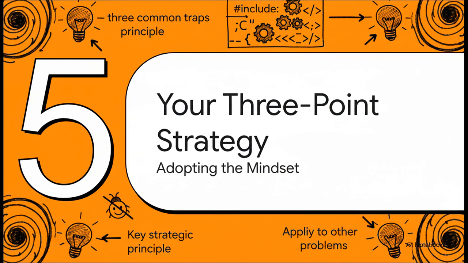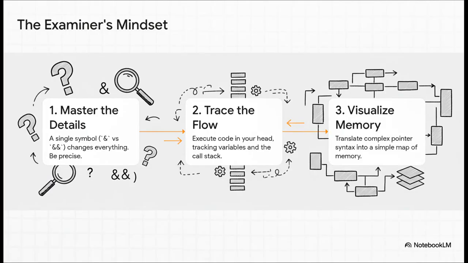So, what's the big takeaway from all this? We've looked at 3 different common traps, and each one reveals a key piece of the strategy. So what should you be taking away from this to use on any problem? Here it is. This is your 3-point strategy to start thinking like an examiner. First, master the details. You saw how one tiny symbol, a bitwise AND versus a logical AND, can change the entire outcome. Second, trace the flow.